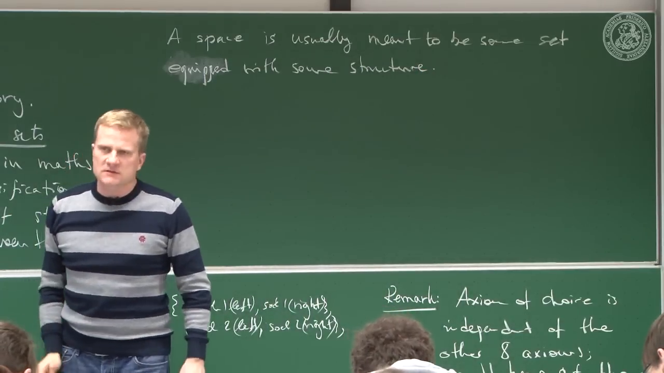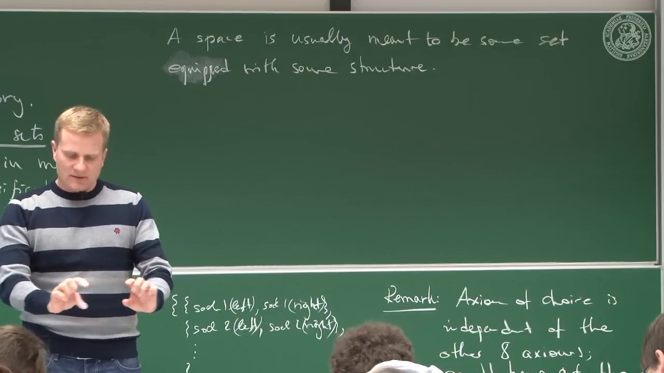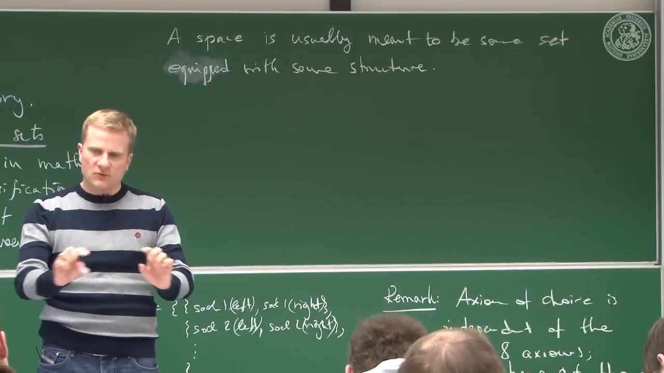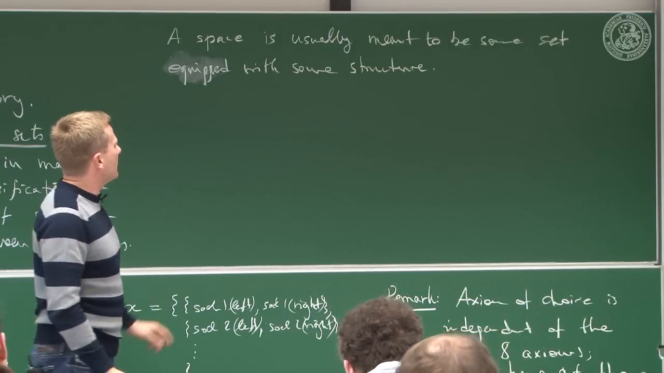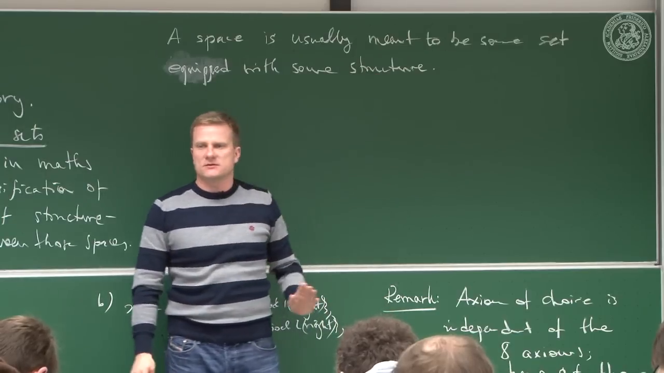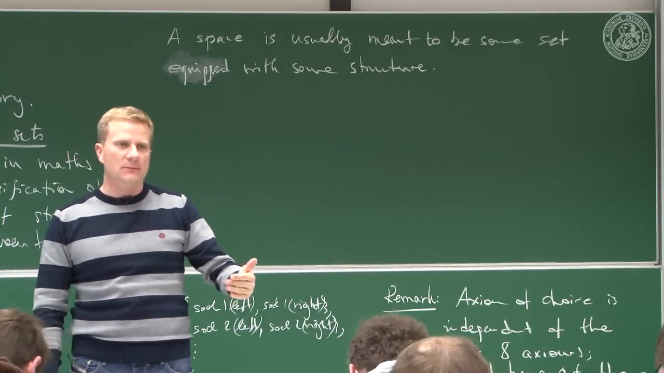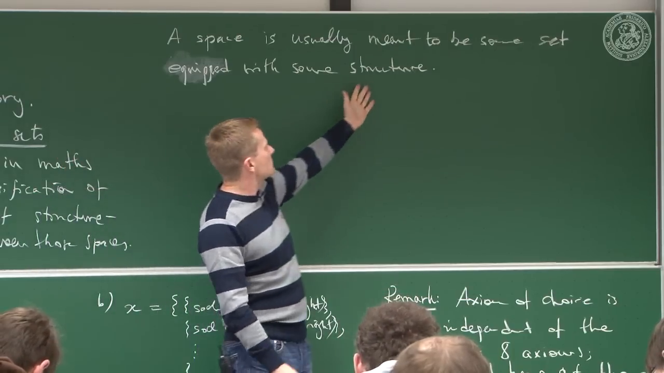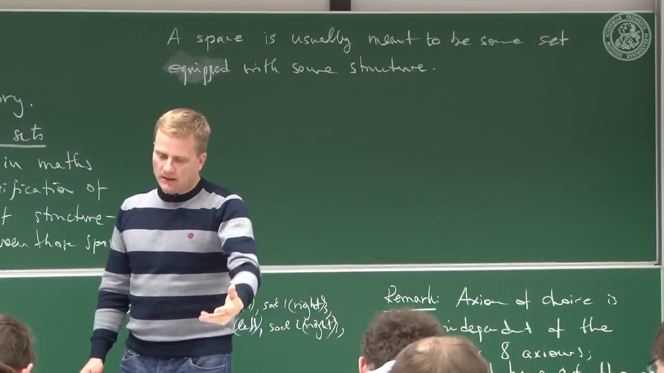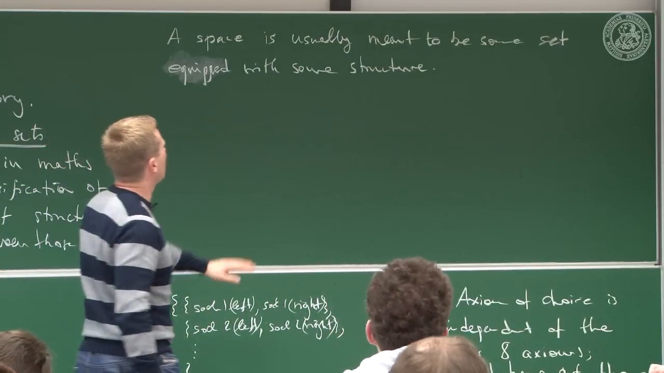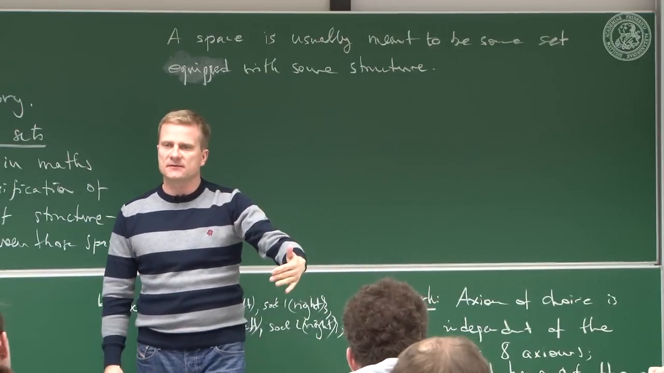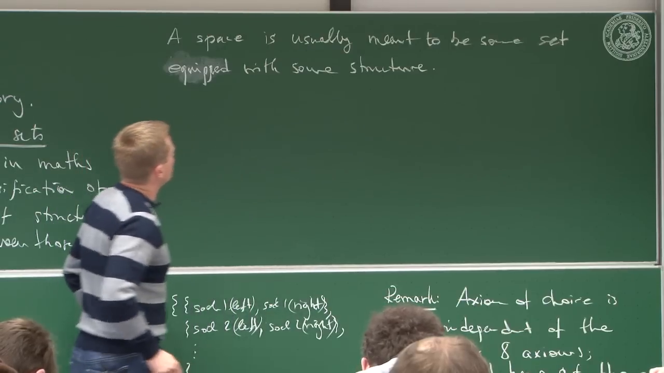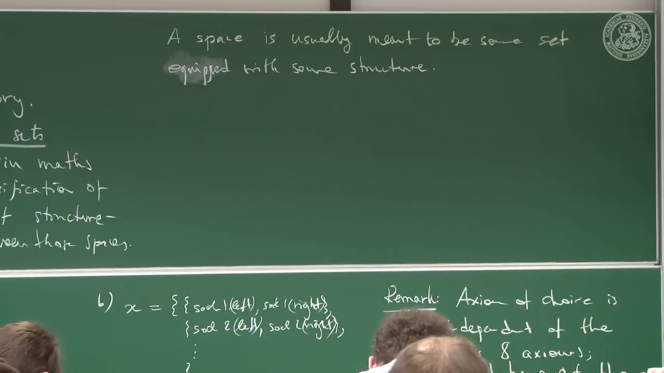And in the beginning of the course, I told you that we'll put layers of structures on top of each other. So we'll equip sets with more and more structure. And that's the structure I'm talking about here. So it will be topology as the next step, then it will be a differentiable structure, and so on. Okay, but it could also be other structures like a group structure. So you give an operation on a set, and so you add structure like this. And every time this principle applies, a space is usually meant to be some set equipped with some structure.